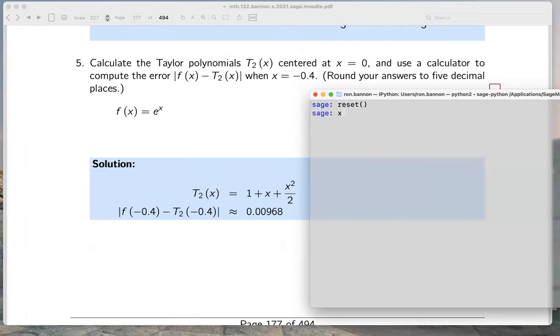X is a variable. So X equals a variable. I'm going to say a function f of X is going to be e to the X. And I'm going to say T of X is going to be equal to 1 plus X squared divided by 2. These are things that we did at the whiteboard before. Now, what do they want me to do?